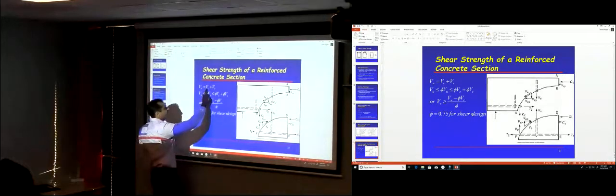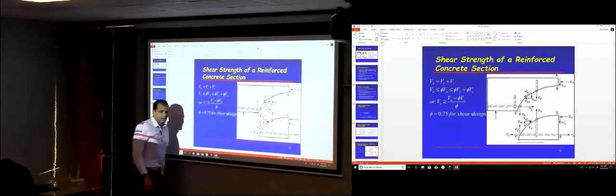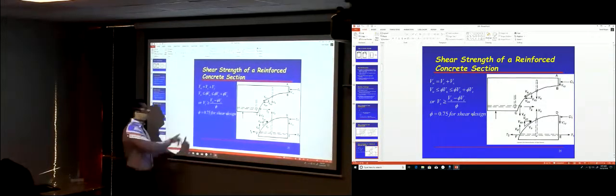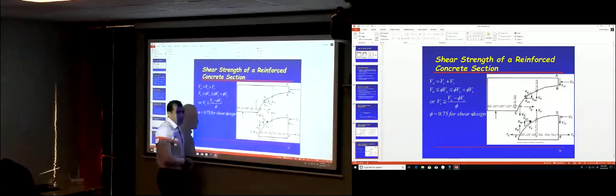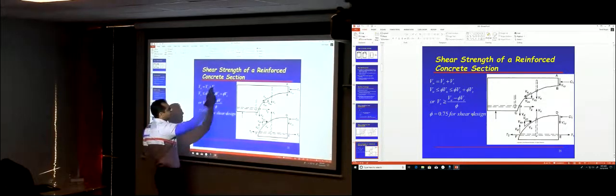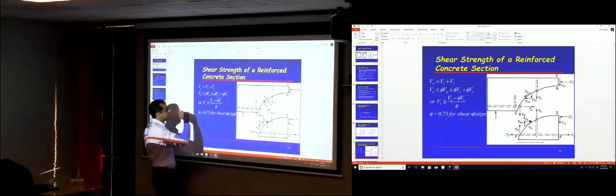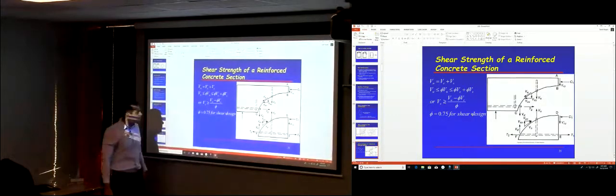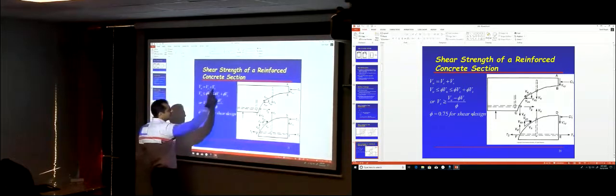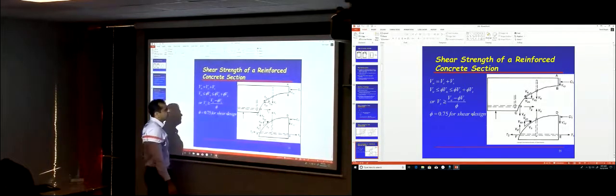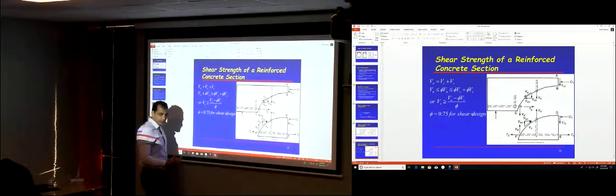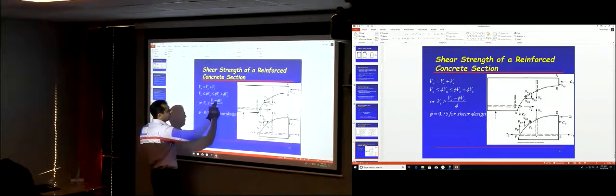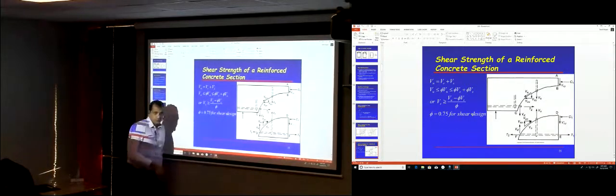The strength provided by the concrete plus the strength provided by the steel gives you the total strength provided by the section. But that's the nominal strength of the section. The ultimate strength is just phi multiplied by this value. So phi Vn, that's V ultimate, is equal to phi Vc plus phi Vs. So the amount of shear strength that you have to provide by the stirrups, Vs, is V ultimate minus phi Vc, divided by phi.